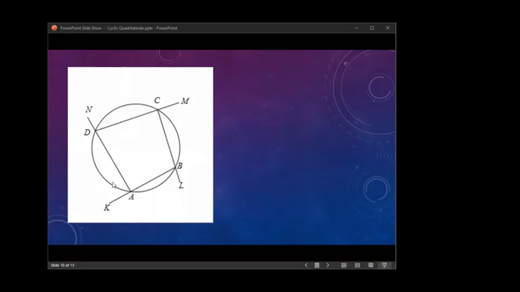So here we have a cyclic quadrilateral ABCD, and all these sides are produced. AD is produced to N, DC is produced to M, CB is produced to L, BA is produced to K. The theorem said that if any side is produced, the exterior angle so formed is equal to the interior opposite angle of the quadrilateral. That means if you consider this angle, the interior opposite angle would be this. So the theorem says these two angles are equal.